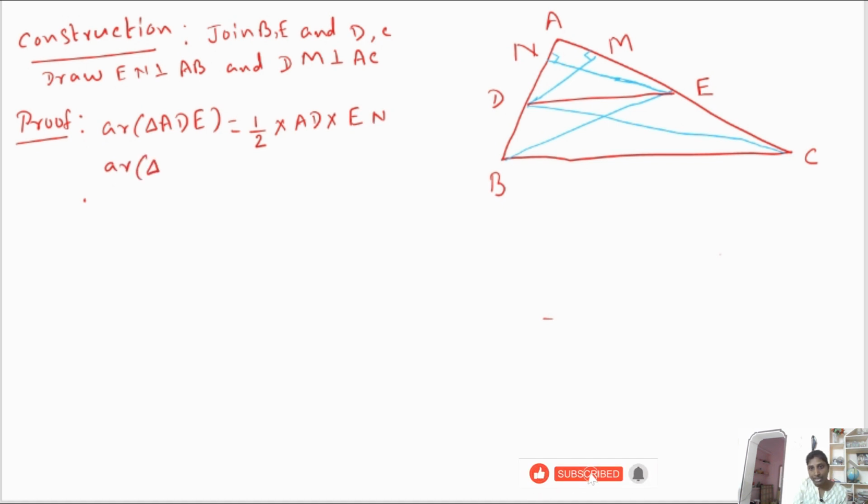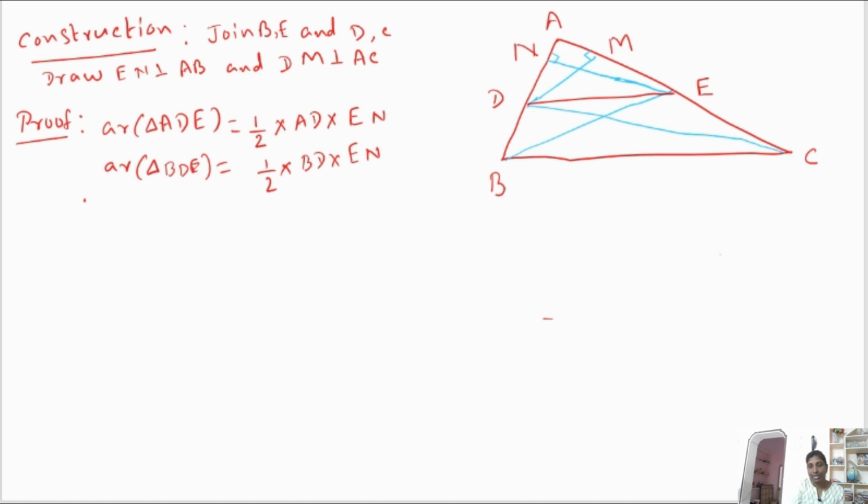Now, area of triangle, we will take this triangle BDE. Half into base. What is the base here? BD. And what is the height for this triangle? EN. Half into BD into EN. Have you understood this point? Why for this triangle is the height EN?